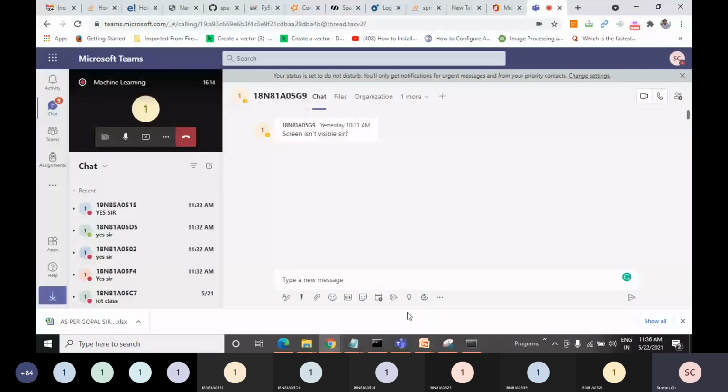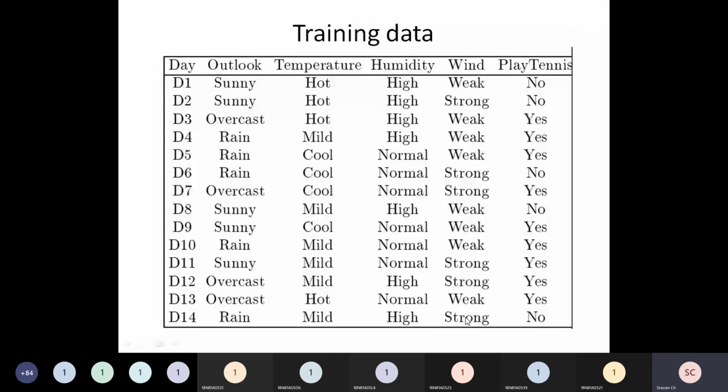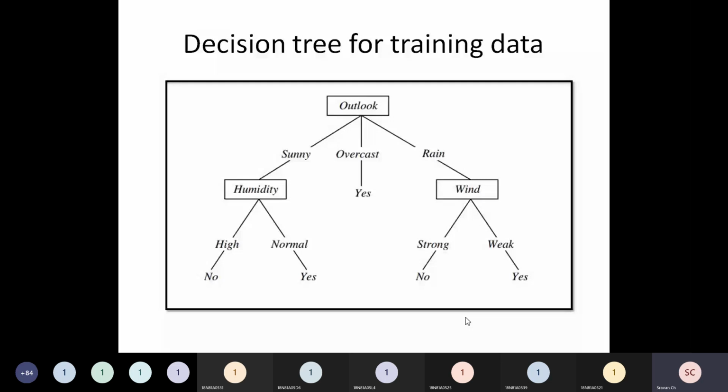So we have 9 positive examples out of 14 records, and we have 5 negative examples, right? Friends, now I'll first show you the output. This is the output for the 14-record data set, whatever you have seen. This is the decision tree.